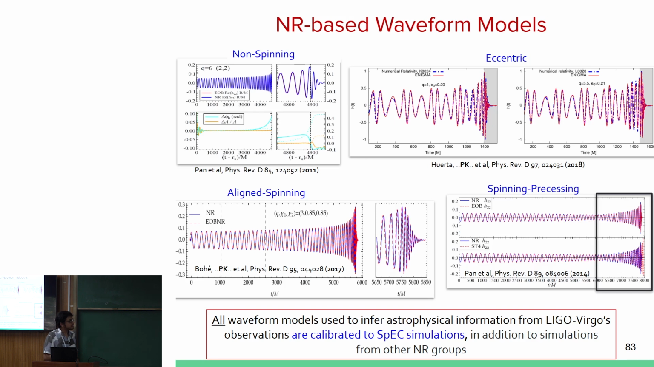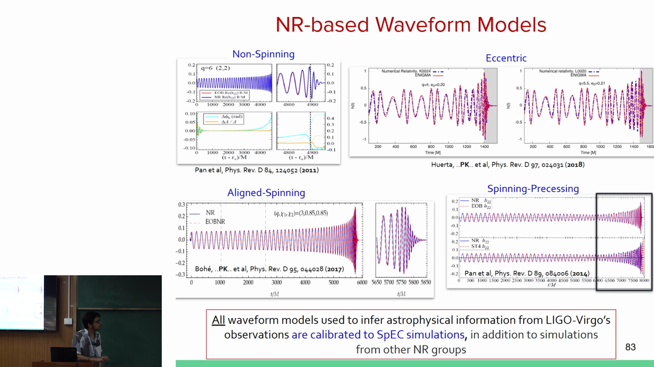So conventional applications include calibration of waveform models, and pretty much most of the waveform models that capture the inspiral and merger ring down process are calibrated to modern numerical relativity simulations. A lot of them are calibrated to SpEC simulations.